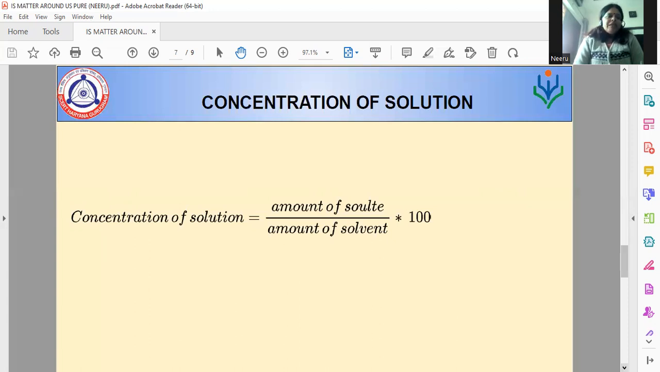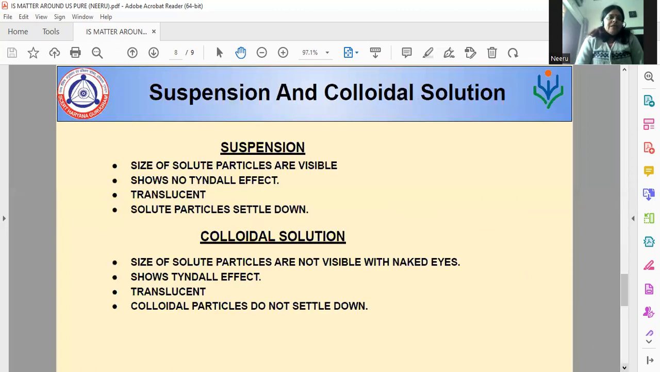Now we can also find the concentration of a solution. What is the concentration of our solution? We can take the amount of solute divided by the amount of solution multiplied by 100. In this way, we can find the concentration of a solution. Now, if we move to our next slide, it tells us about suspension and colloidal solution.